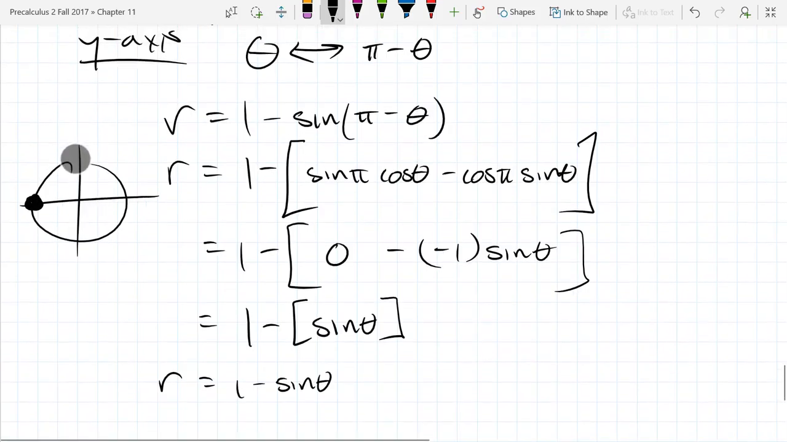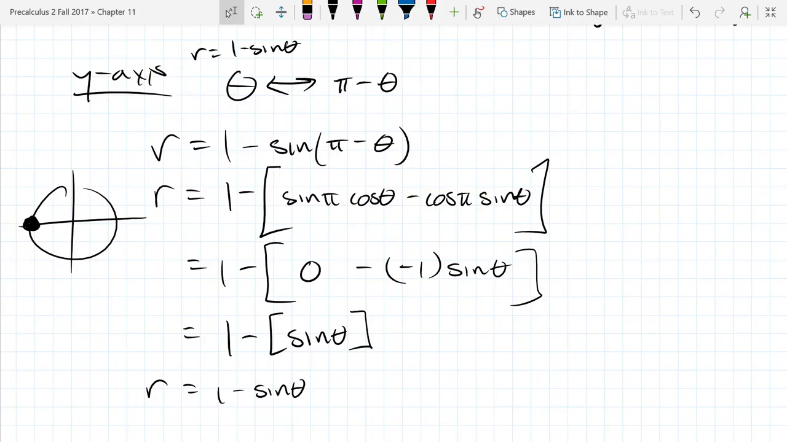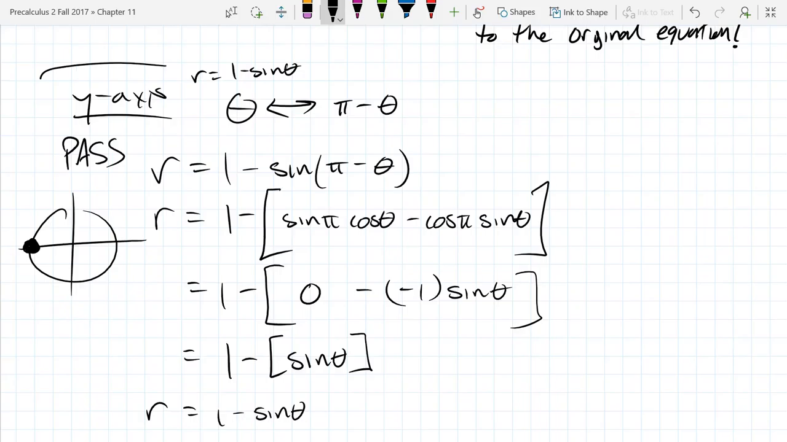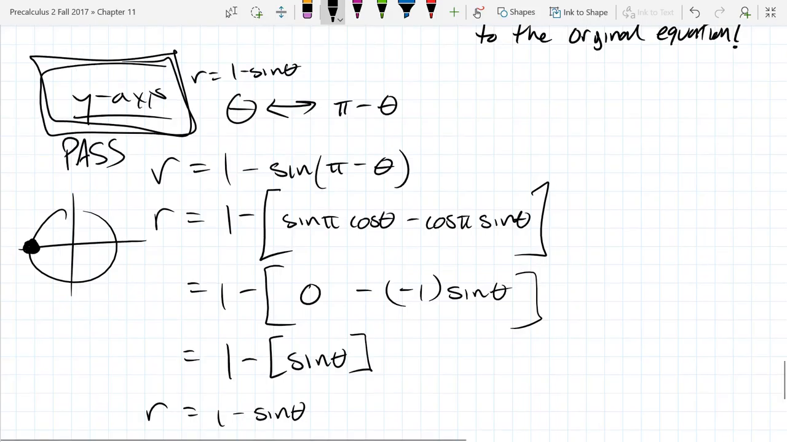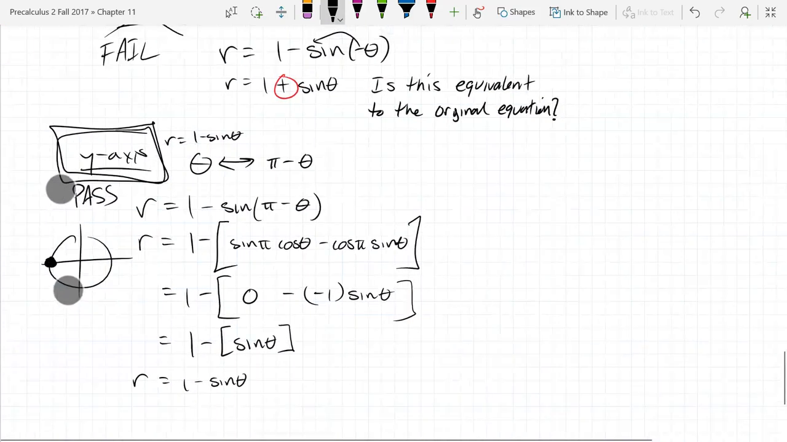So we got 0 plus sine theta. So we just get 1 minus sine theta. And that is what we started with. So we swapped out our angle and got back to where we started. So this is what passing a test looks like.